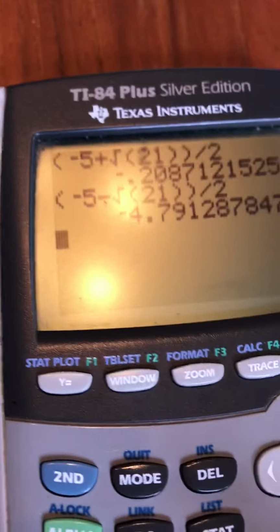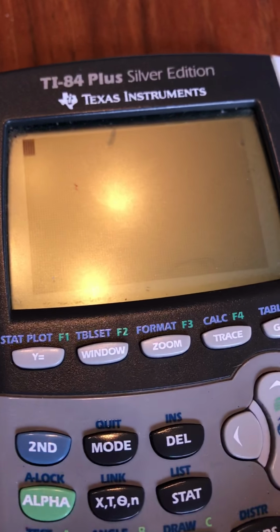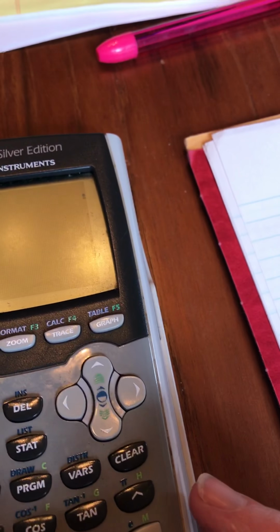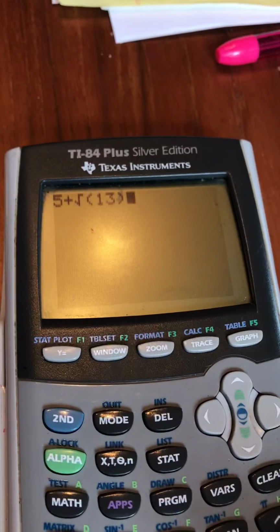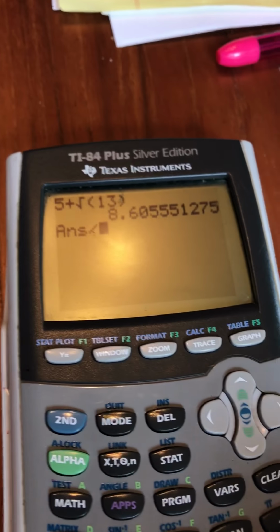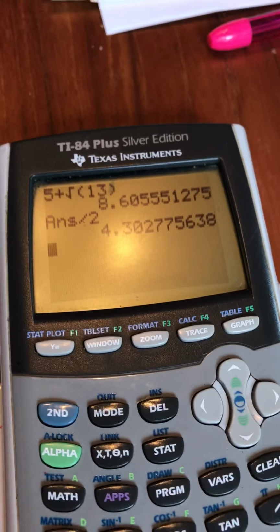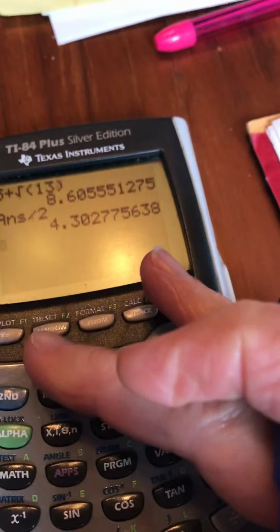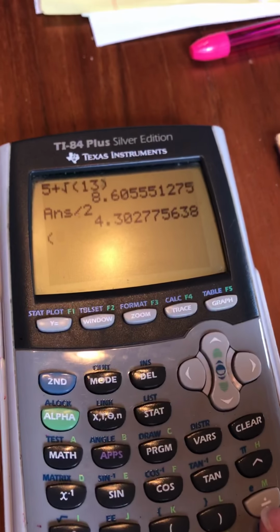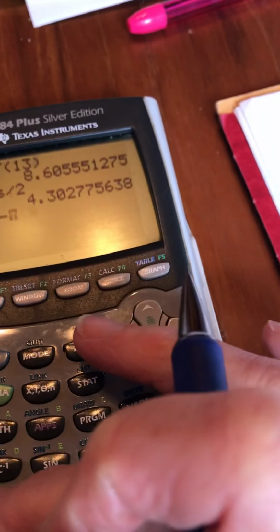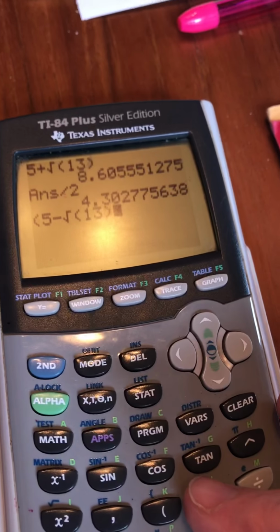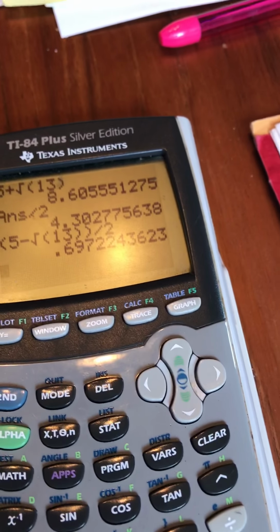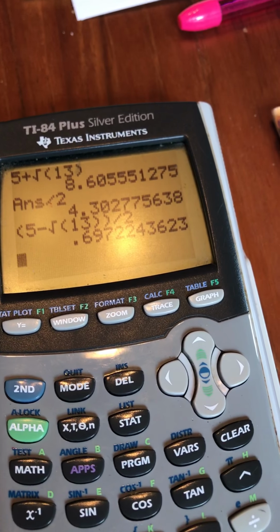Let me quit out of there, clear that. I've got 5 plus the square root of 13. And I did not put that in parentheses, so I need to hit enter before I divide it by 2, because it's that whole thing divided by 2. So 4.3, I'll just round it to the nearest tenth this time. And then we'll do the next one all at once, parentheses 5 minus root 13, all over 2 is the other one, approximately 0.7.